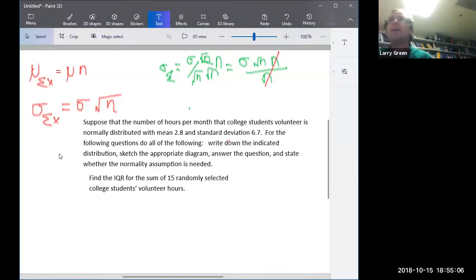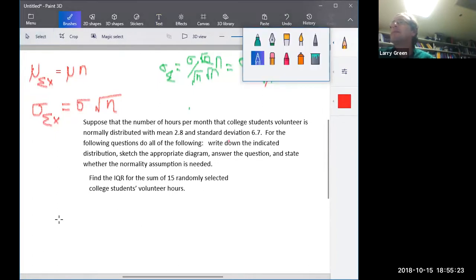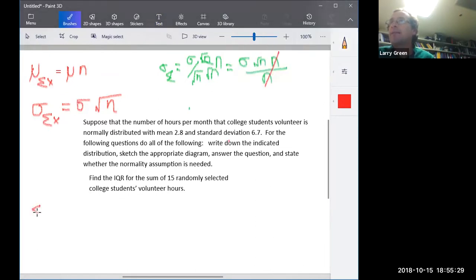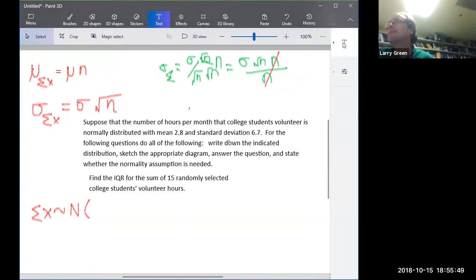No. Okay, so the first thing, if you read this, it says write down the distribution. What that means is we need to write down the following. So we need to say, first thing, our distribution, what we're interested in is sigma x. It's a sum, and sums are sigma x's. Is that clear? Okay, then we could say normal. The mean, now I can use my text instead because I think the rest is all going to be, at least the next part is.